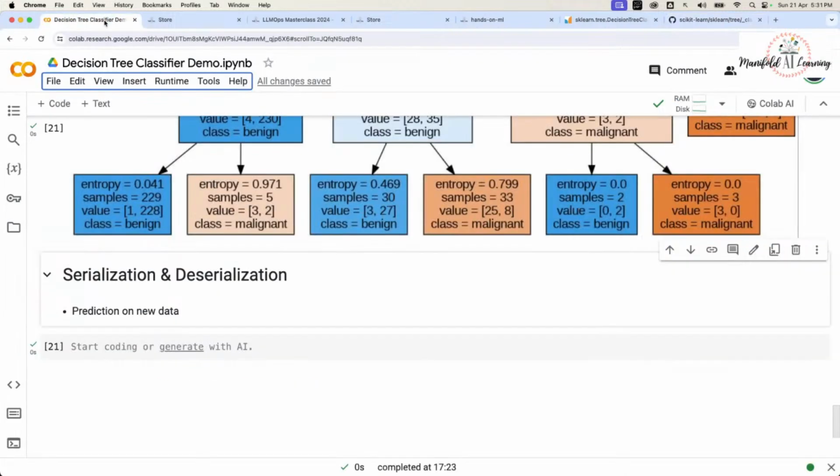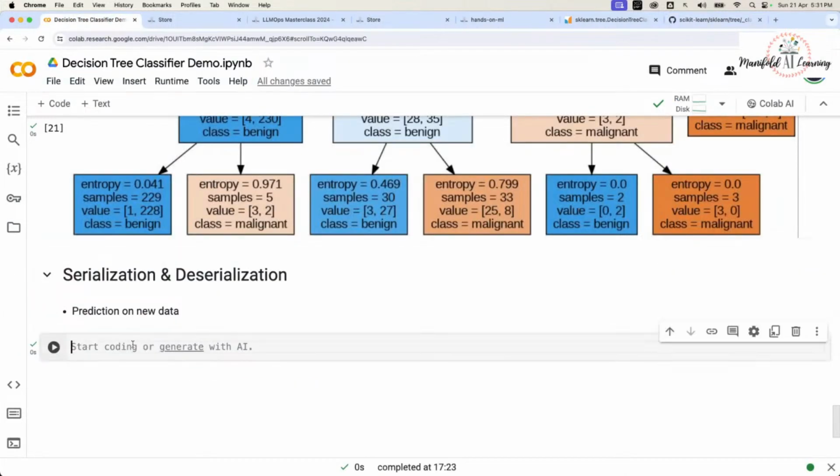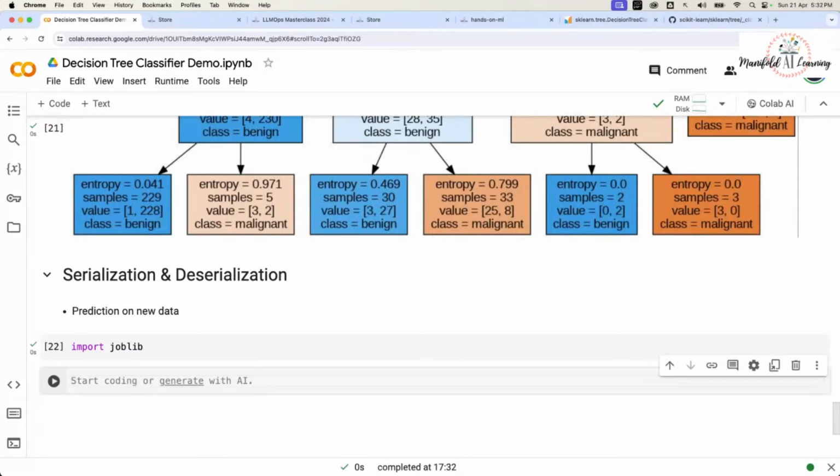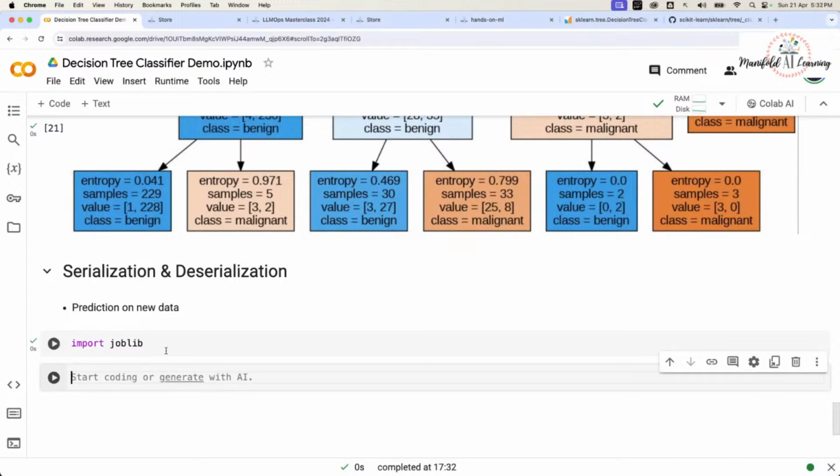Okay, so let's move on to the next topic, that is serialization and deserialization. Serialization is a fancy term that we use to say that we are going to save the trained machine learning model into a file. In order to perform the serialization, we can make use of a module called joblib. I would make use of this joblib library to perform this activity of serialization.